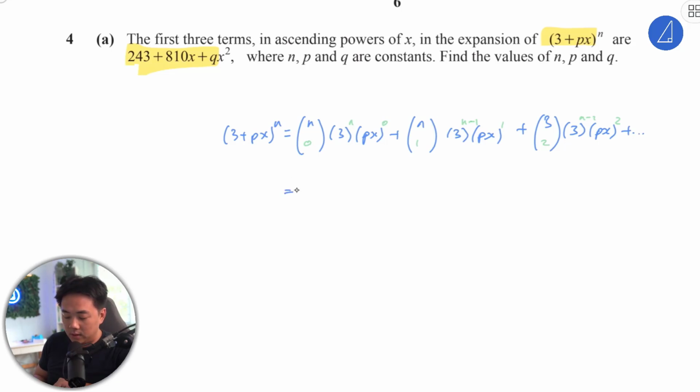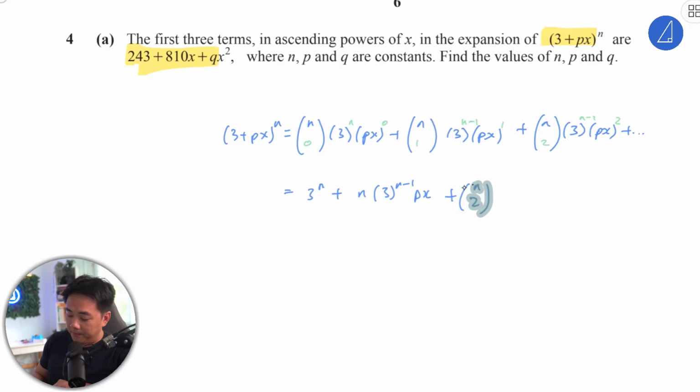So n choose 0 is just 1. Then this will be 3^n, and the px is just 1. Then n choose 1 is just n, so n times 3^(n-1) px. Then the next one, sorry, is n choose 2.